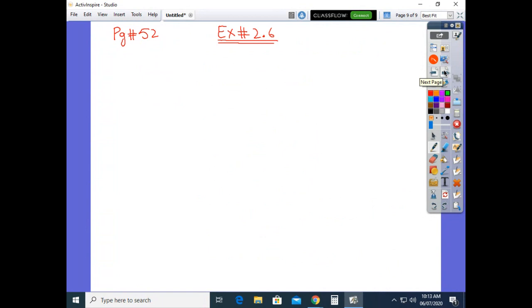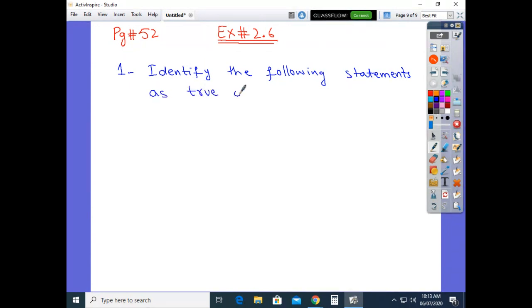In exercise 2.6, do the first question yourself, because it's objective, and we studied the objective about a complex number in detail. Therefore, identify the statement. Question number 1. In question number 1, identify the following statements as true or false.